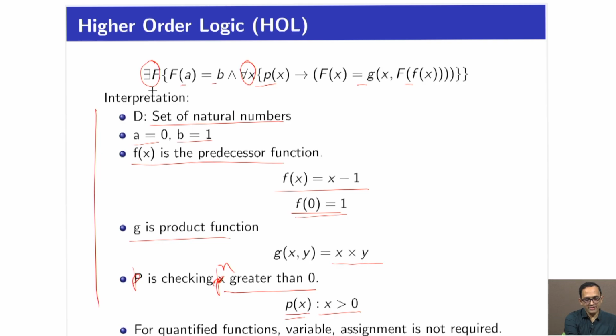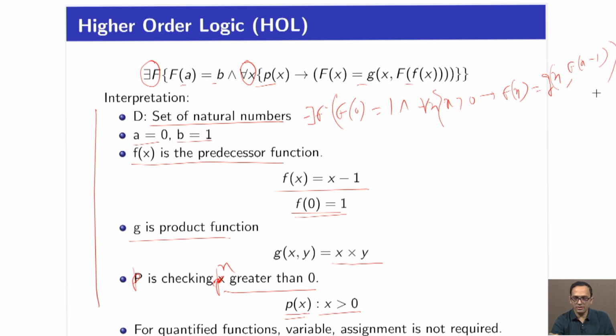So, what I am saying here is, there exists a function f such that f(0) equal to 1, and for all x, if x greater than 0 implies f(x) equal to g(x, f(x minus 1)), where x minus 1 is the predecessor. So, effectively, if I rewrite this, there exists f such that f(0) equal to 1, and for all x, if x greater than 0 implies f(x) equal to x into f(x minus 1), because g is the multiplication. So, this is what I get.